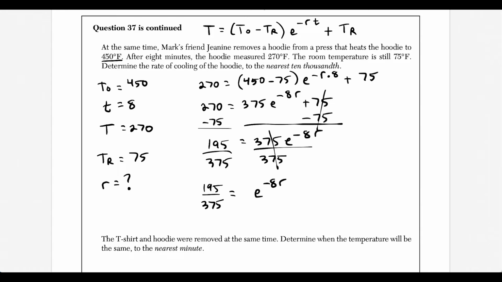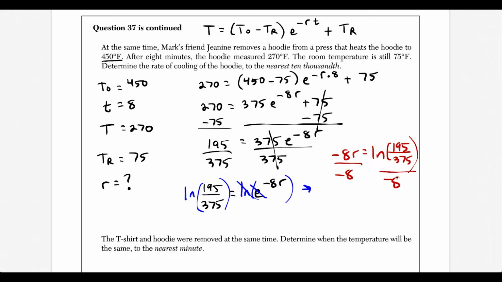And I'm leaving a space because to get rid of e, the opposite of e is natural log. So I'm going to take the natural log of both sides, and what that's going to do is cancel out the natural log and the e, and it's going to bring us to the next step here, which is going to be, and I'll start writing it over here, we have minus 8r equals ln of 195 over 375, and now to solve for r, just divide both sides by negative 8, and then we're going to be rounding our answer that we get from the calculator to the nearest 10,000th.